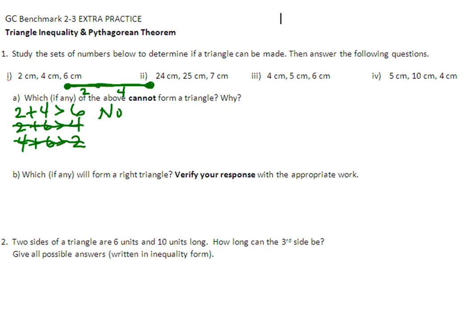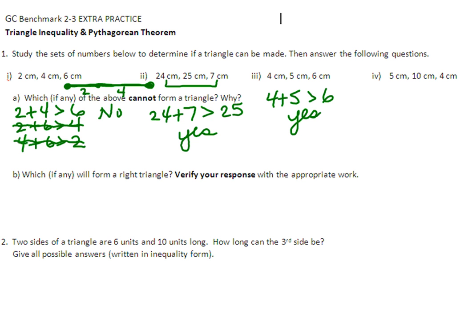Next problem, I'm really going to try the shortest two sides, so the 24 plus the 7. Is that larger or longer than 25? And that's going to be a yes. Third one, 4 plus 5. Is that longer than 6? Absolutely. And here, some people forget, they just want to add the first two. Be careful. You want to add the smallest two. So kind of a trick question here. So you do 5 plus the 4. Is that longer than 10? And that's going to be no.